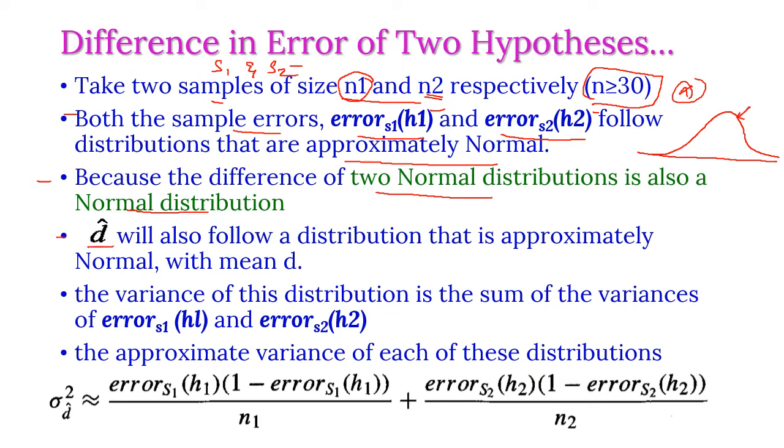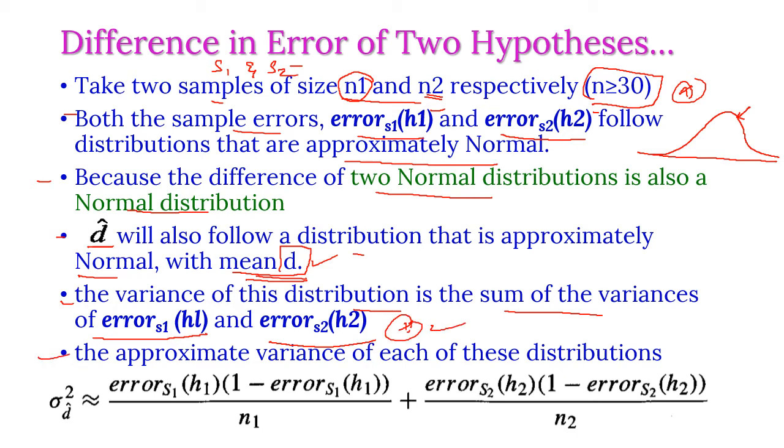Here D cap, what is D cap? The difference between the samples. It will also be a distribution that is approximately normal with mean D. So the D cap should also be normally distributed, and the mean value of the samples should be approximately equal to the mean value of the entire population. So the mean is approximately equal to D, right? The variance of this distribution is the sum of the variance of error S1 of H1 and error S2 of H2.